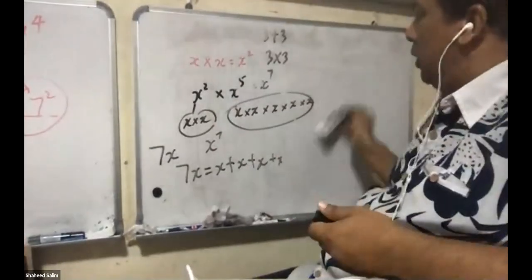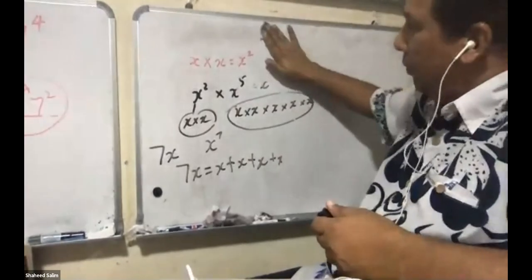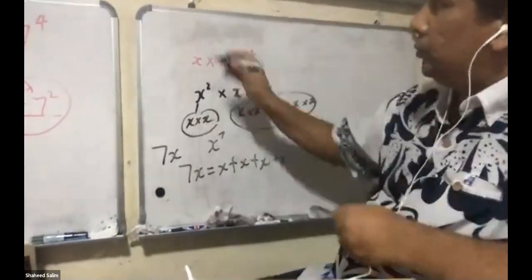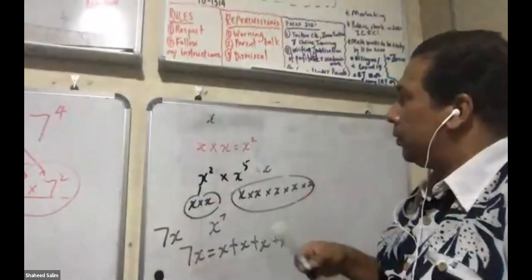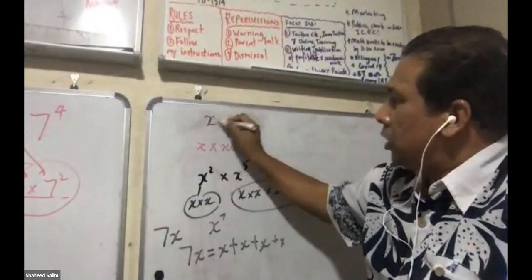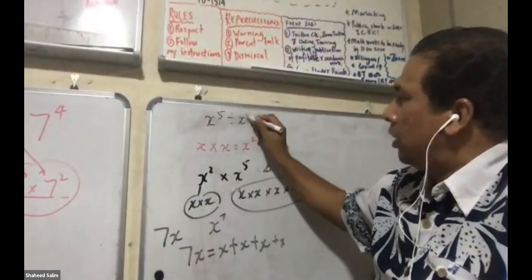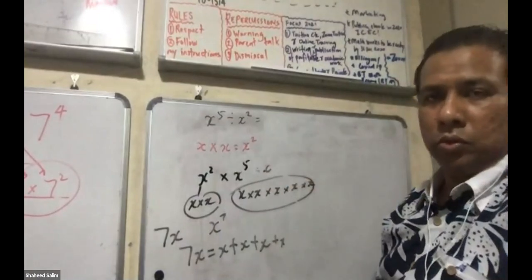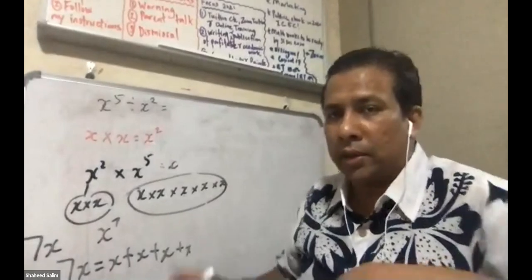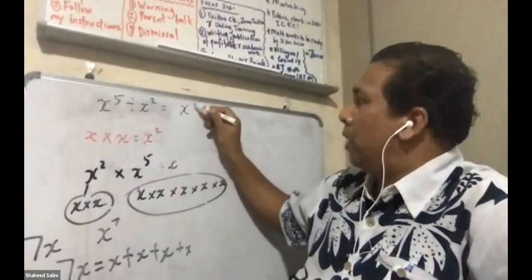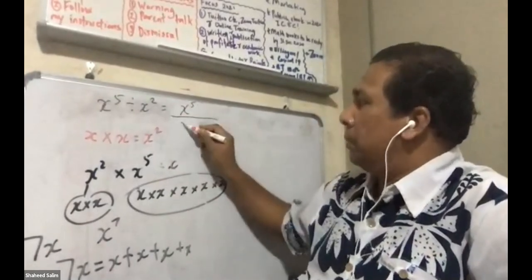Okay, now we do another one. We just try another one, okay? Okay, now. Down here, x to the power of 5 divided by x to the power of 2. Can see? Now I can put the x to the power of 5 on top here. I'll put x to the power of 2 down here.